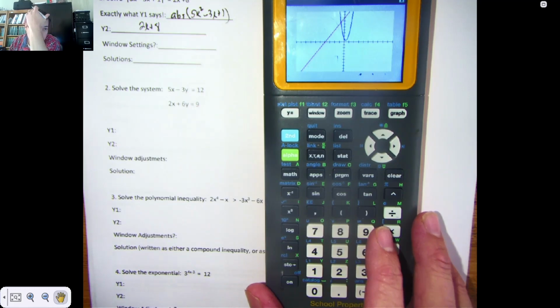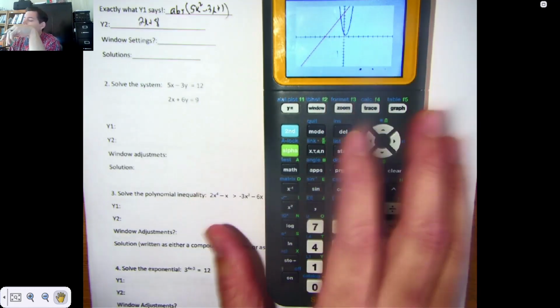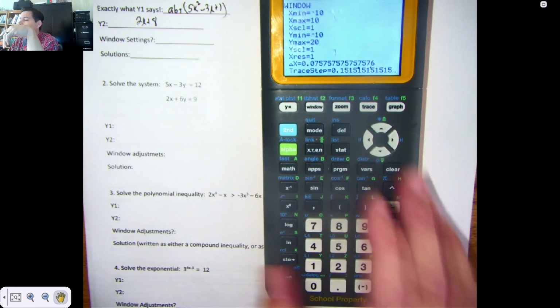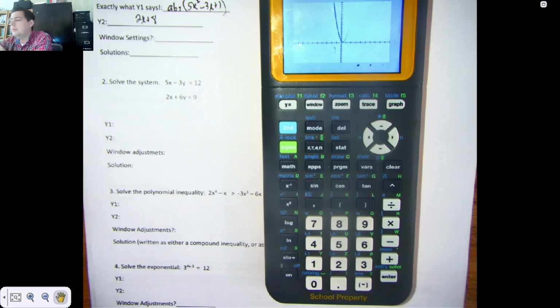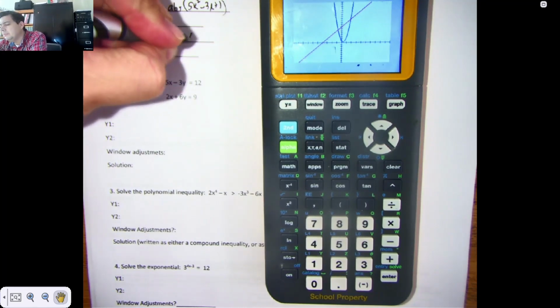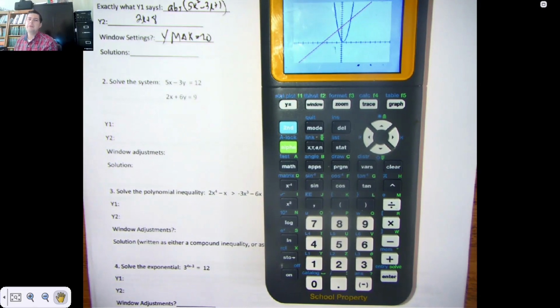We are actually going to need a window adjustment. We're going to have to look up because there's another intersection up here. So we'll go to Window, Y max. I'm going to see if 20 does the job. I want to see that second intersection. And it does. So my adjustment, yours might be different than mine. Hold on a second, I'm recording. Y max is 20.